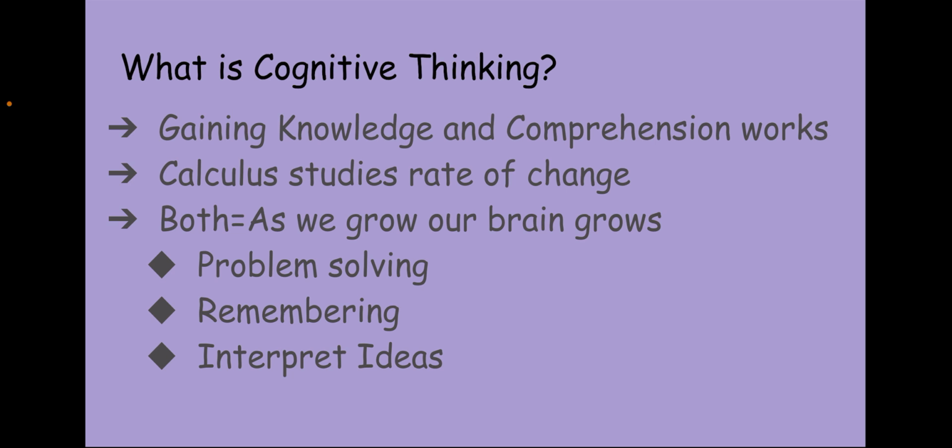When you put these two concepts together, we understand that as we grow, our brains also grow, and the way we see the world. And we can use problem solving, remembering, and interpreting ideas as a key factor in how we understand how we gain knowledge. We take our memories from our childhood to now, we put these things together, and we understand that the rate of change of how we grow also affects the rate of how we think.